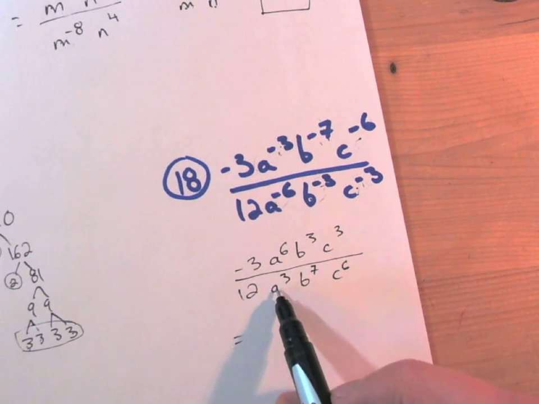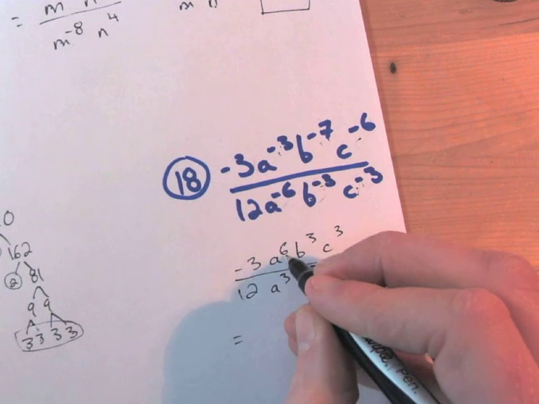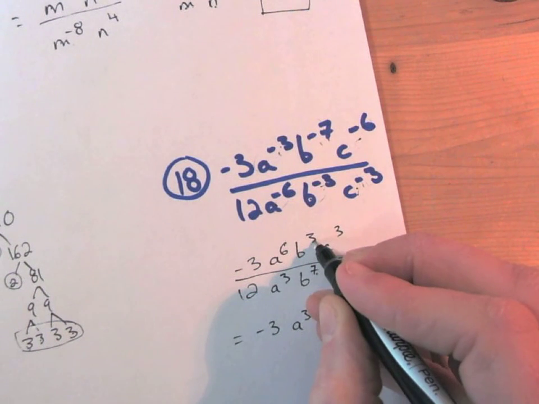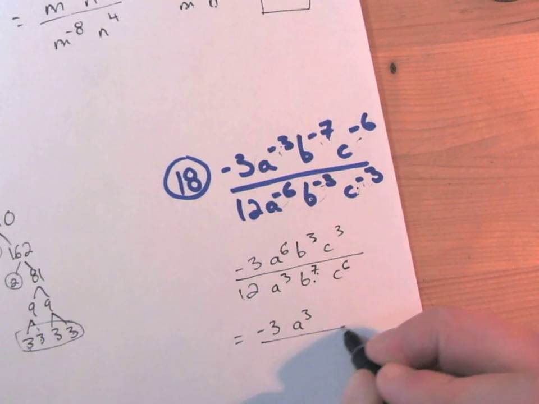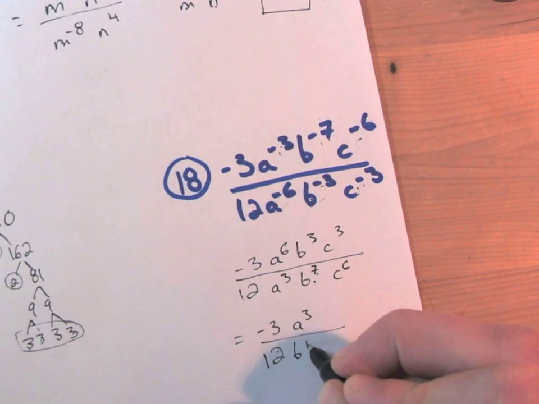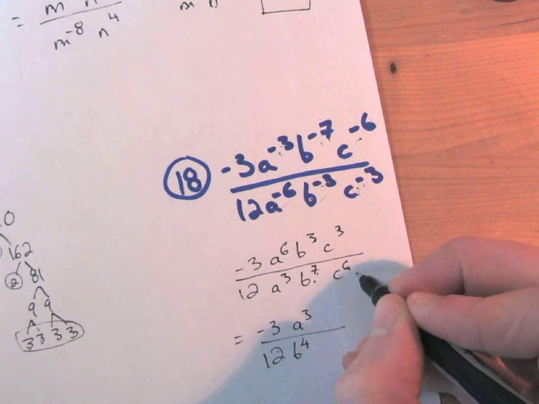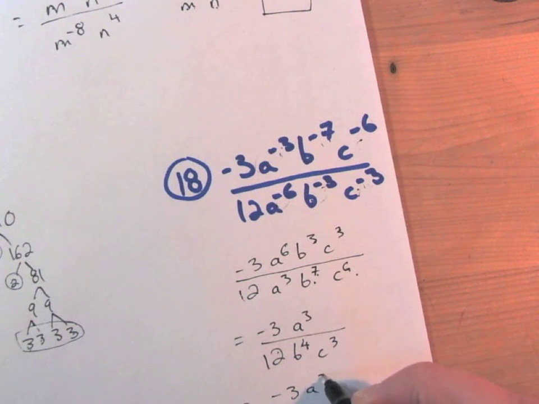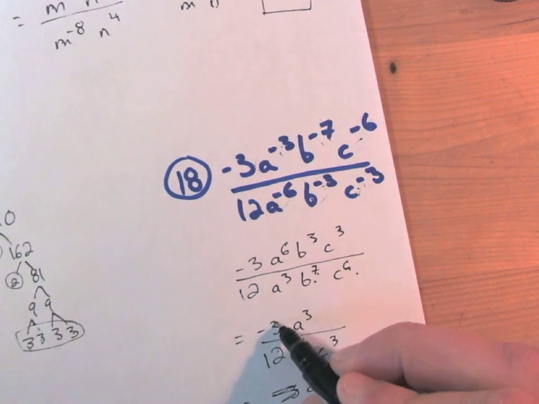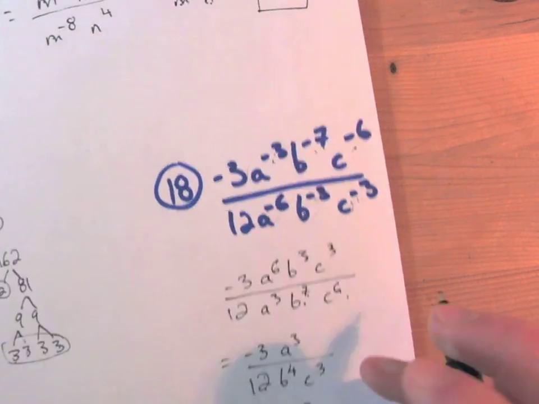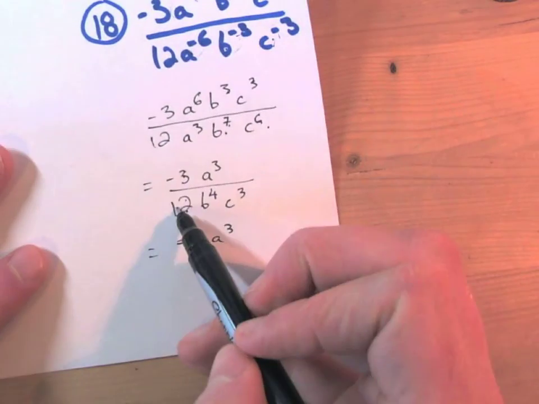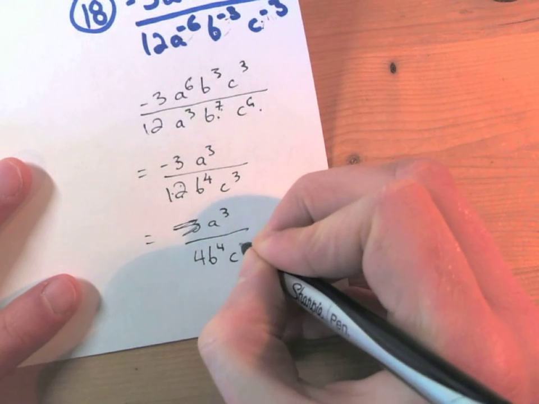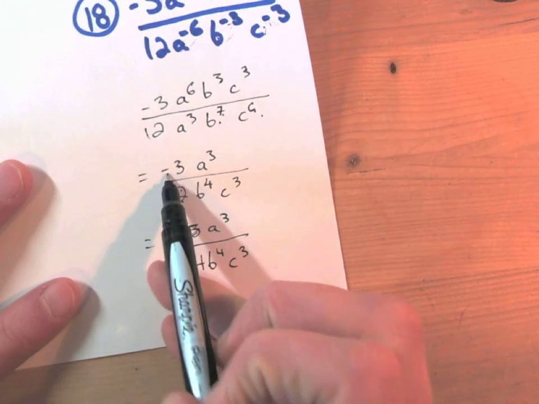These are like bases, so I can subtract 6 minus 3, and I can keep it where the bigger number was. So it's negative 3, a to the 3. 7 minus 3 is 4, but it goes to the bottom this time. 6 minus 3, but it goes to the bottom, is 3. Alright, we're there, and then we have negative 3, a cubed. Sorry, I got to get rid of the 3, and a 12 can be simplified. So 3 goes into 12 4 times, so we know that this is the same as negative a cubed over 4 b to the fourth c cubed.